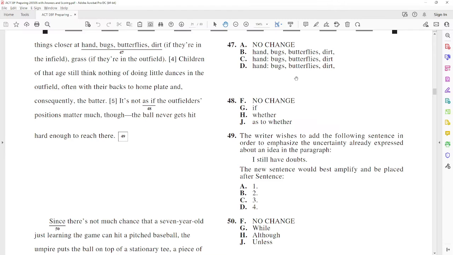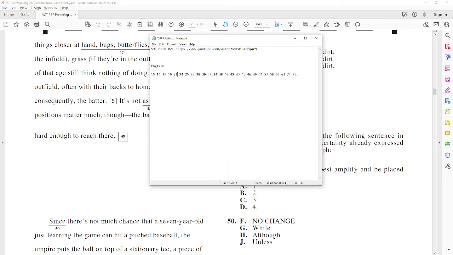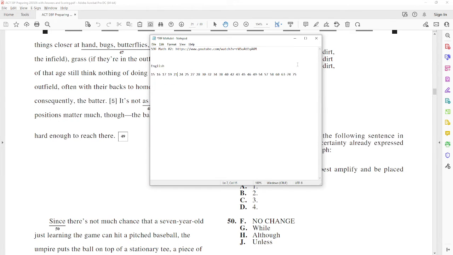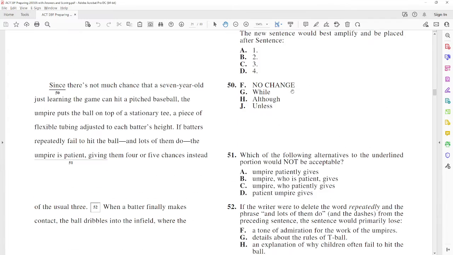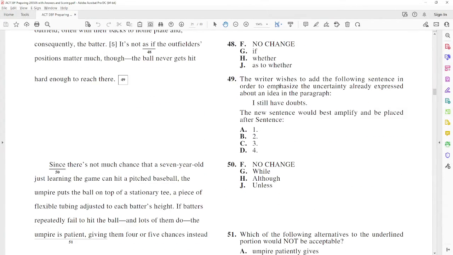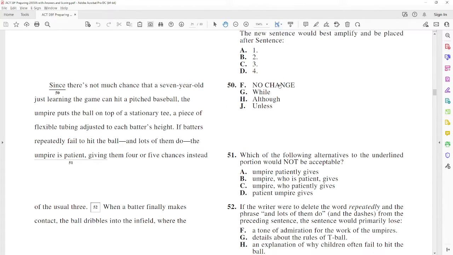All right, what number was that? 49. I think we're doing 49 through 54. Yes, we are. Yes, 49 through 54. Here's number 50. It's not as if the outfielders' positions matter much. The ball never gets hit hard enough to reach there.